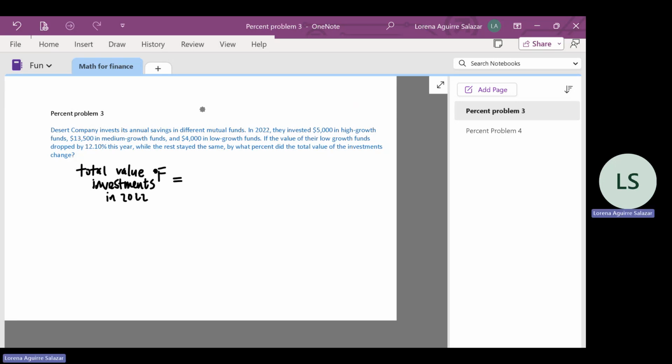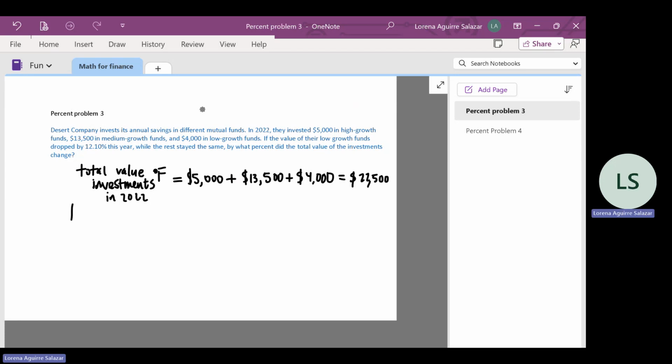So we have $5,000 that were invested in high growth funds, and $13,500 in medium growth funds, and then $4,000 in low growth funds. That adds to $22,500. Okay, so that's the total value of investments in 2022.